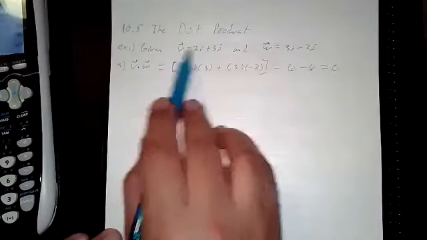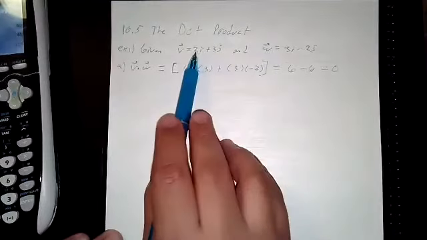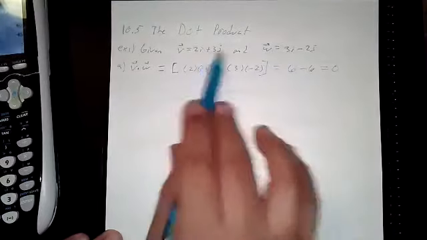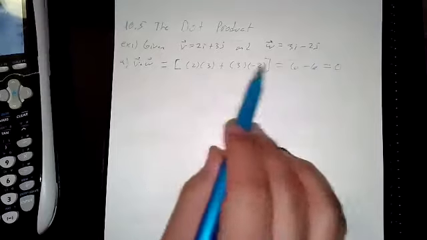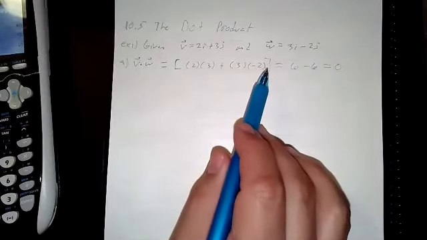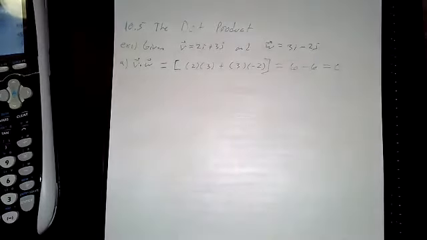When you multiply v and w, you only multiply the matching pairs. And then you sum up the rest. You add them together. Okay?